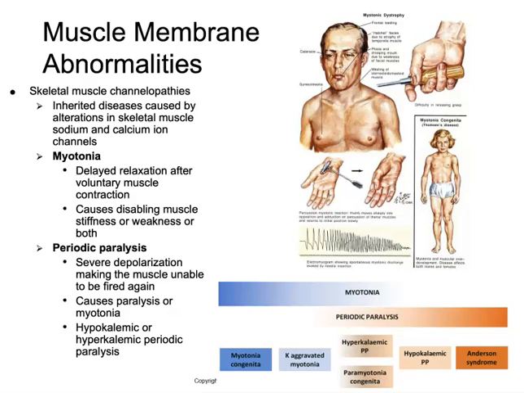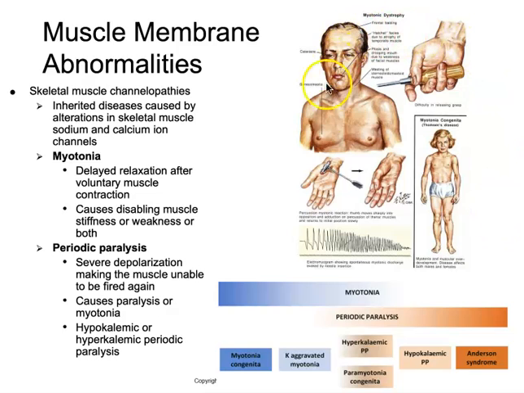paralysis. So let's start with our myotonia first. This is going to be caused by abnormal ion flow, especially when we're talking about chloride and sodium, and it disrupts membrane stability. So we have delayed relaxation after that voluntary muscle contraction, which causes disabling muscle stiffness or weakness or both. So common areas where we would see this is in hand grip and eye closure. And for treatment, we want to use drugs that would reduce excitability.